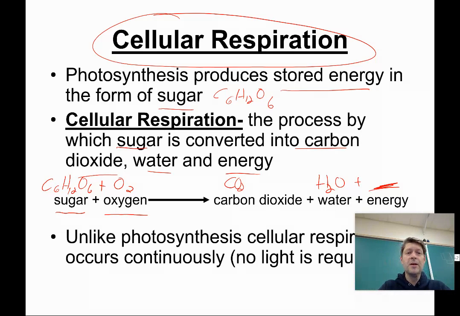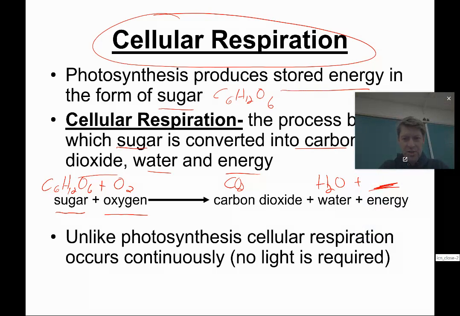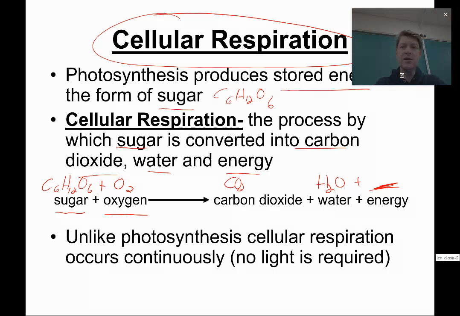Now, we don't use photosynthesis to get the sugar in the first place. We eat stuff. We eat the plants. The plants make the sugars and the proteins and stuff like that, and we eat them. Some animals eat those plants, and then we eat those animals too. So unlike photosynthesis, cellular respiration occurs continuously. That means no light is required.